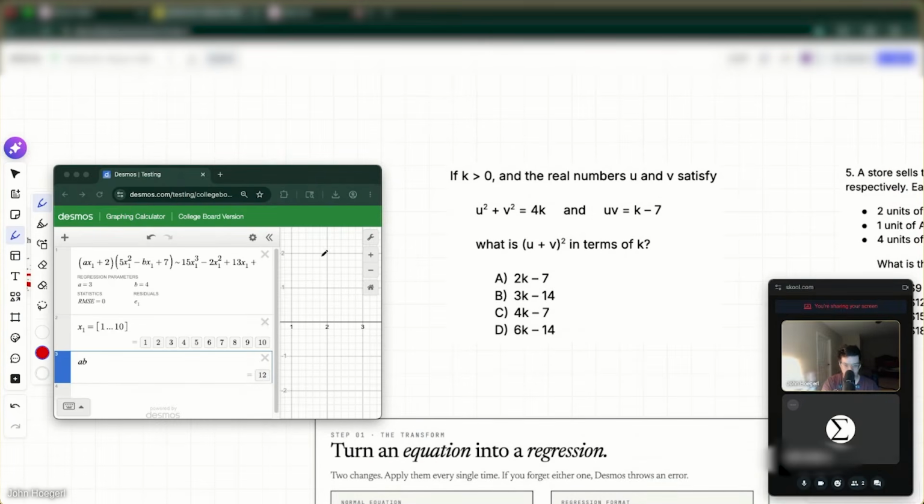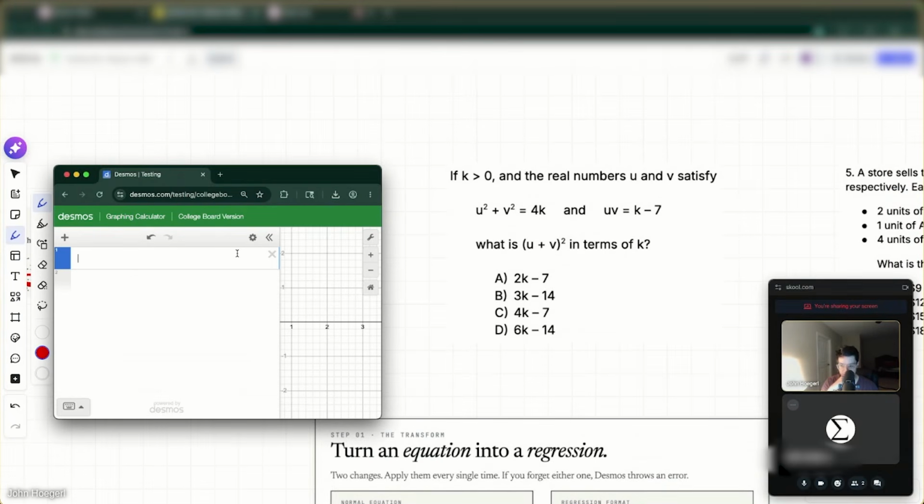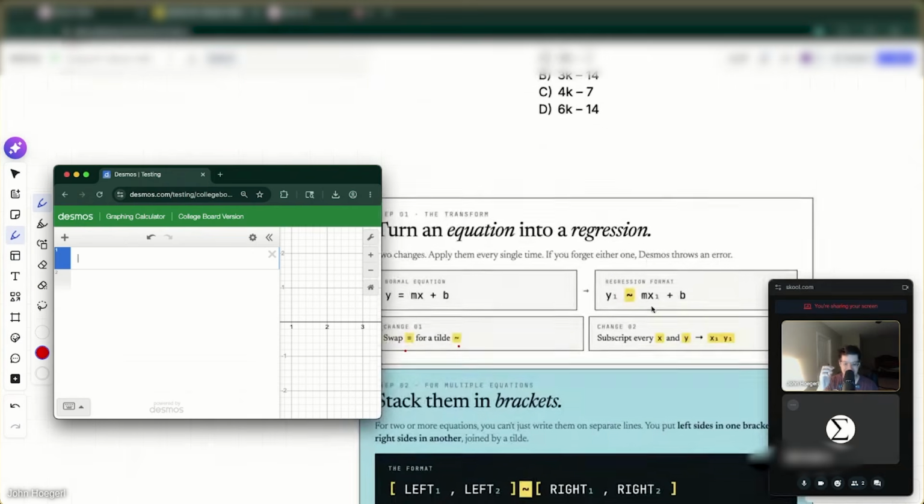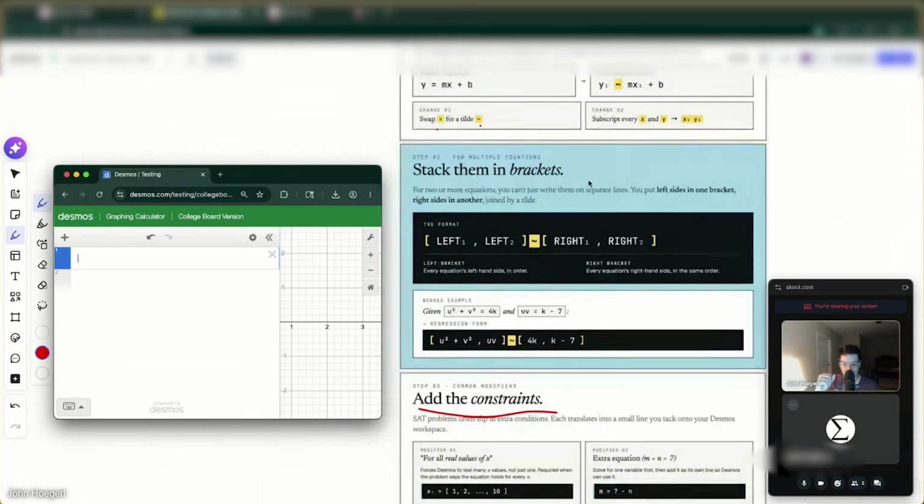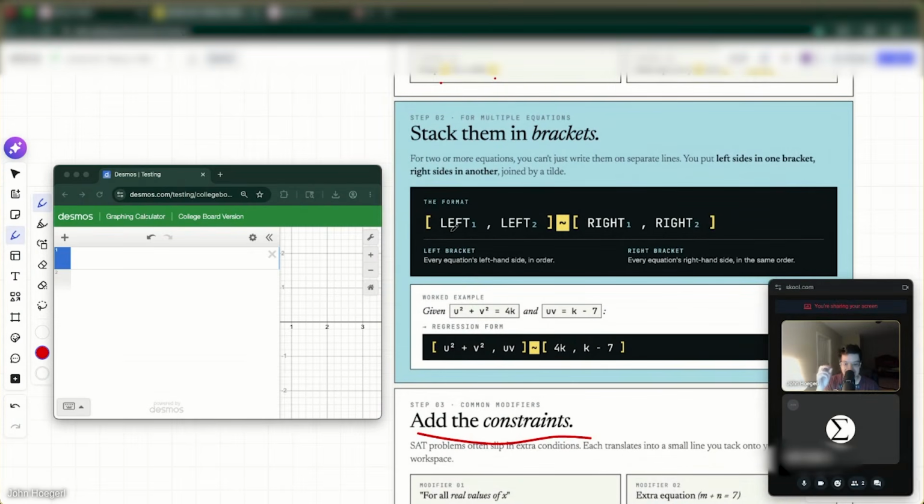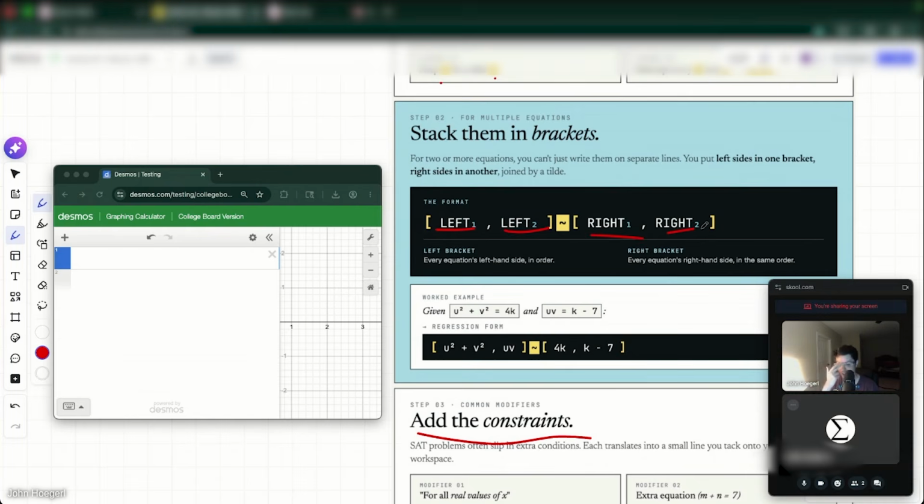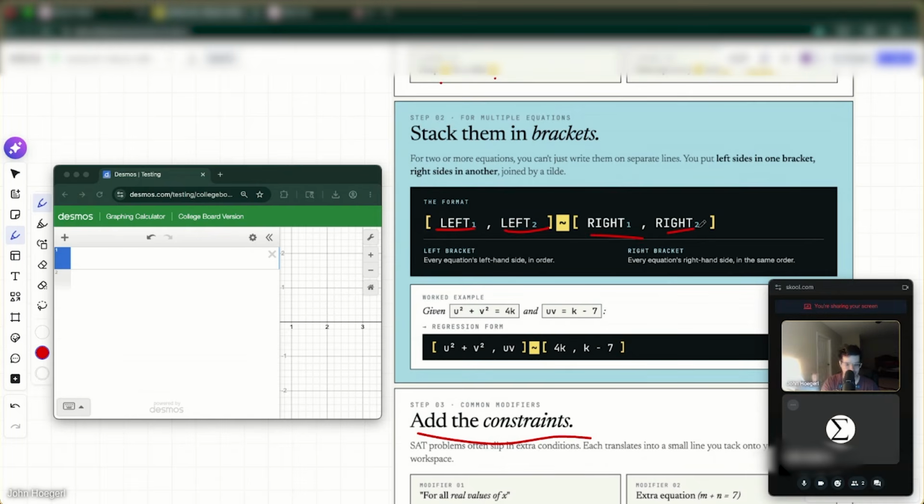It gets a little bit more complicated when you have multiple equations, though. The thing you have to do with a problem like this is functionally the same thing, except now you have to stack them into brackets, like I'm showing here. Essentially, the way it works is you put the left sides of each equation and then the right sides of each equation over here. So left, left, and then right, right. A lot of students get confused when they see that for the first time, so try not to let that be you if you're seeing this for the first time right now.